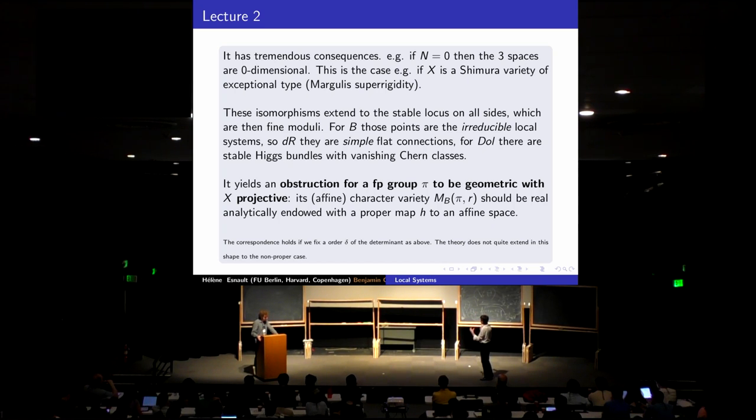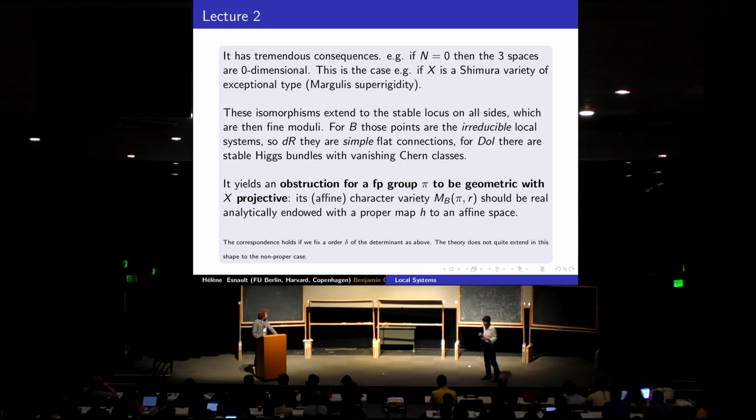And as I mentioned already, that yields an obstruction for a finitely presented group pi to be geometric with X projective, not in general. Its affine character variety, we discussed already, should be real analytically endowed with a proper map H to an affine space. So it's quite difficult to formulate. It's a very abstract obstruction, so to speak. But it exists. And the corresponding statement holds further if we fix the determinant as we did before.